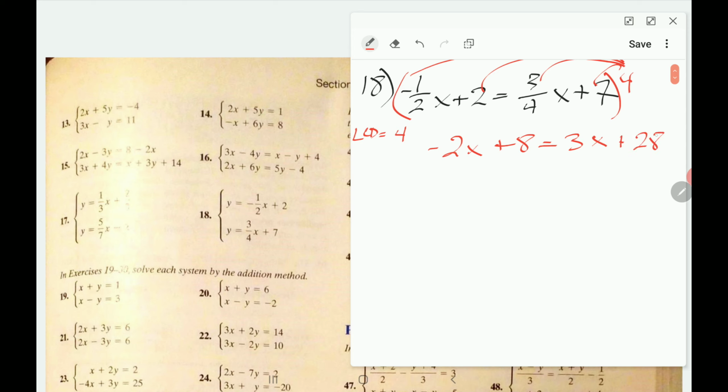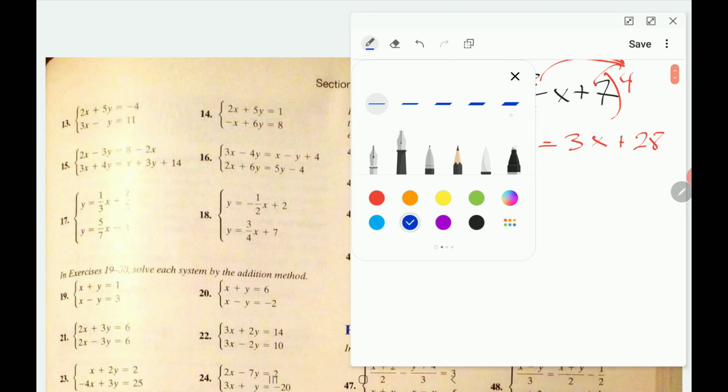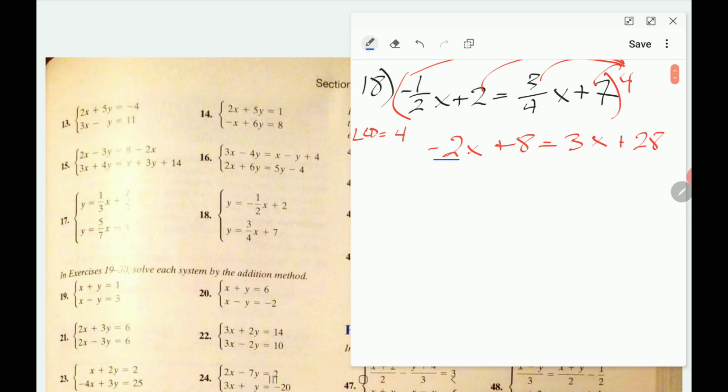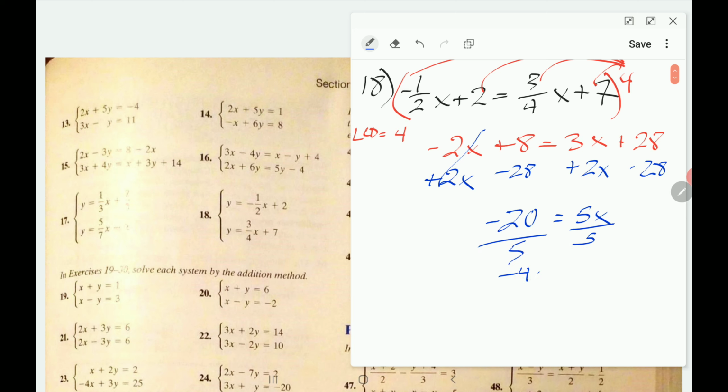So all I'll have to do here is move all my x's on one side and everything else on the other. So I'm going to bring the -2x over. I get to change colors too real easily. That's kind of nice too. So I'm going to add this 2x over, and I'm going to subtract the 28 over. So we get -20 is equal to 5x, so divide by 5. -4 is equal to x. So now I know -4 is part of my answer. I just have to find y.